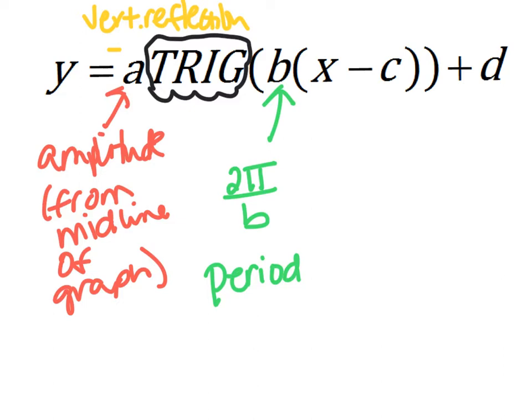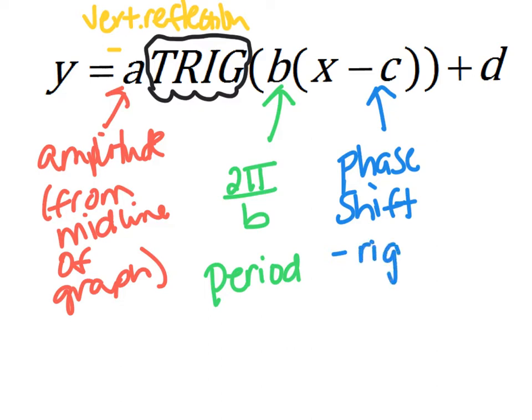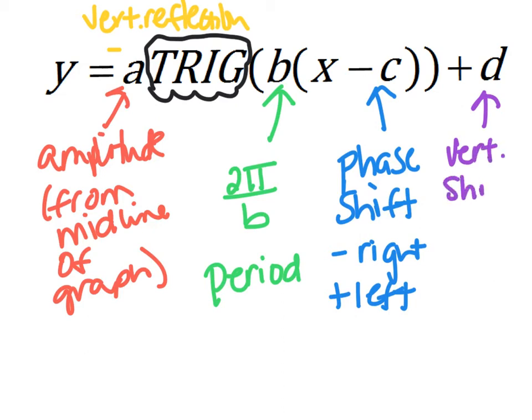And just like we've done before, the C is you're moving right and left. We call this a phase shift. And if it's a minus, you go right. If it's a plus, you go left. And then again, lastly, we call this a vertical shift. If it's a plus, you go up. Minus, you go down. Now we won't be doing any horizontal reflections, we'll just do vertical reflections on these.